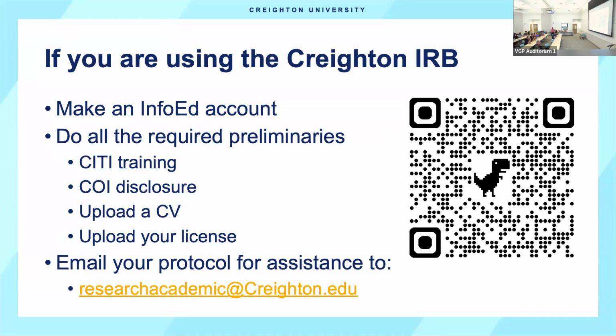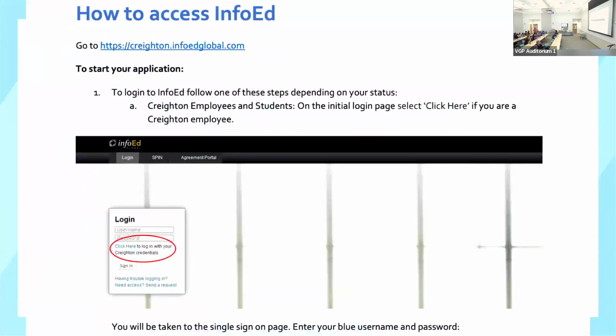Again, you'll have these slides available in New Innovations. You don't need to memorize it or write it down, but the app that you'll go through is called InfoEd. It's not a painful process. It's pretty easy. And this is what InfoEd looks like when you're signing in. Just use your Creighton credentials to sign in to InfoEd. And you should be able to easily make an account there.